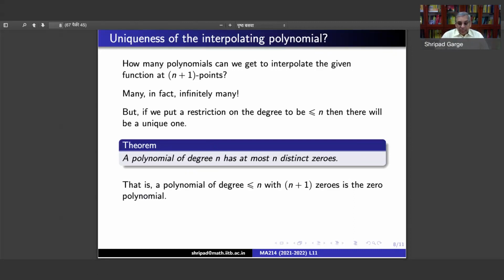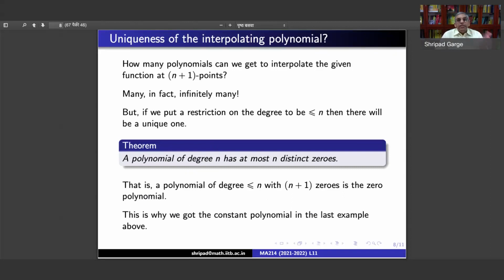So now how does that help us in getting the uniqueness for this? Because if there were two polynomials, p and q, and both p and q are of degree less than or equal to n, therefore p minus q is also of degree less than or equal to n. Now p minus q has the property that it gives the value 0 at all these n plus 1 points.